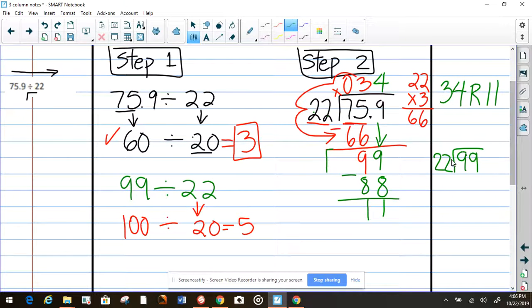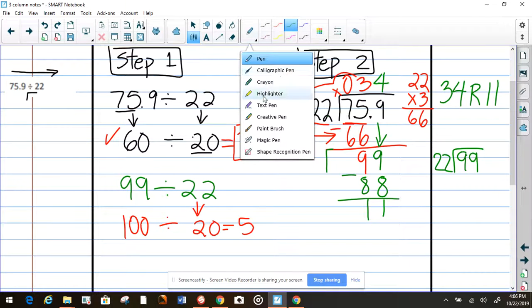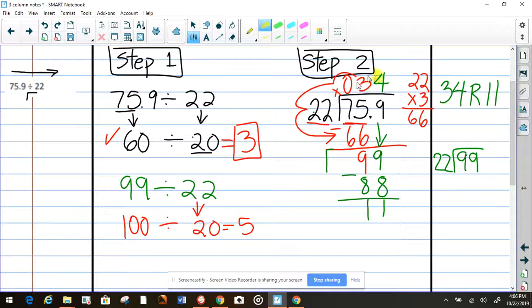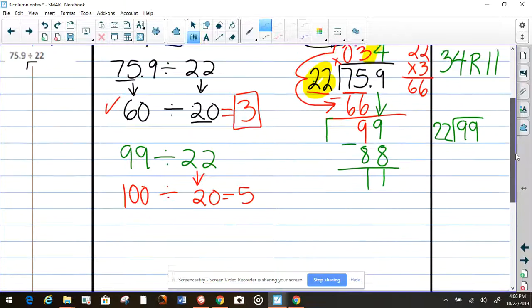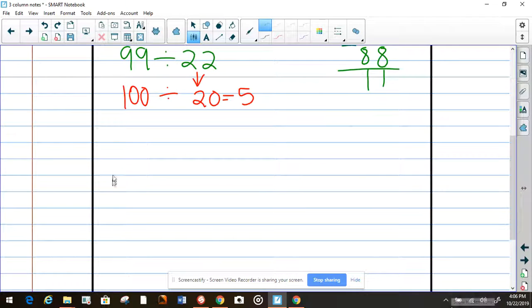So we have to multiply. Let me just highlight this. The quotient times the divisor to get the answer, to check to see if this problem is correct. So step number 3 is to check.